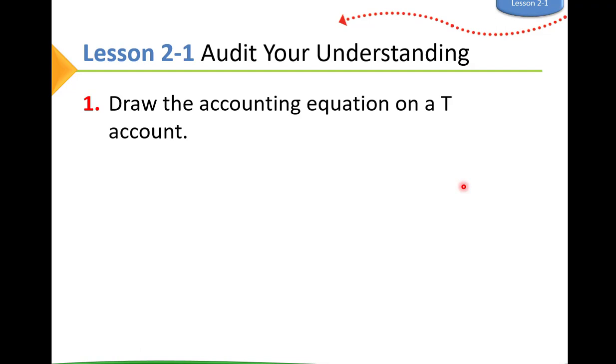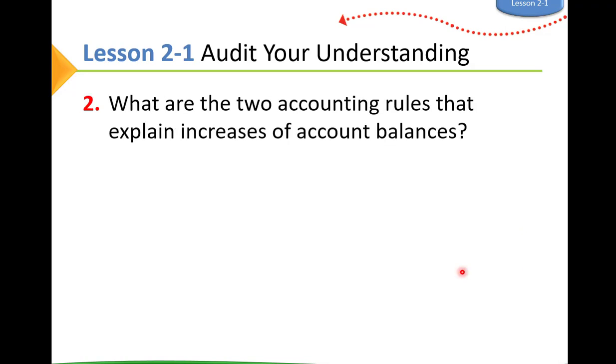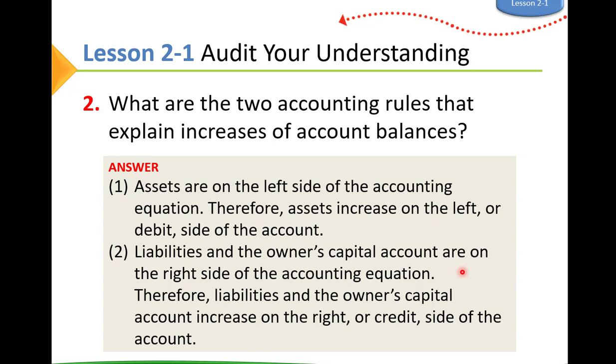So to draw a T account, your left-hand side is going to be increasing with your assets, and the right-hand side is increasing on your liabilities and owner's equity. Assets are on the left of the accounting equation, so assets increase on the left, the debit side. Liabilities are on the right-hand side, and owner's equity or owner's capital is on the right-hand side. Therefore, they increase on the right-hand side, or the credit side of the account. That's the reason each one has its own side. So let's look at a couple of problems.